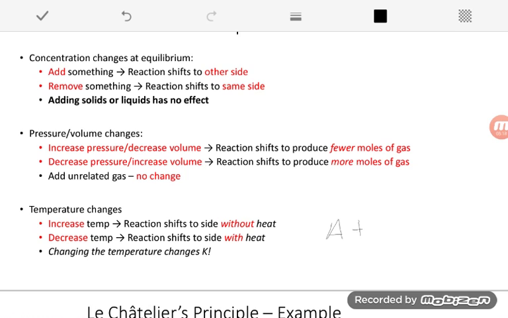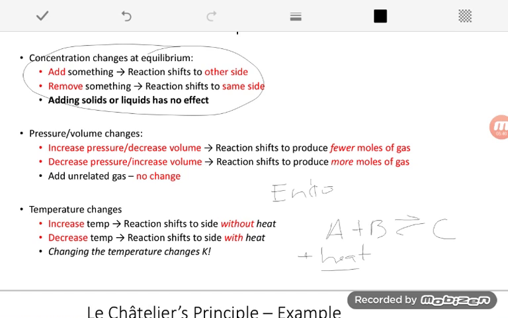So for an endo reaction, you're putting heat in. So let's say I had this simple reaction again, A plus B goes to C, and I told you this was an endothermic reaction. So for endothermic reactions, that means you're putting heat in. So what I do is I just draw that over on my reactant side. So endothermic, heat goes on the reactant side, and then I'm basically going to use the same rules I used up here.